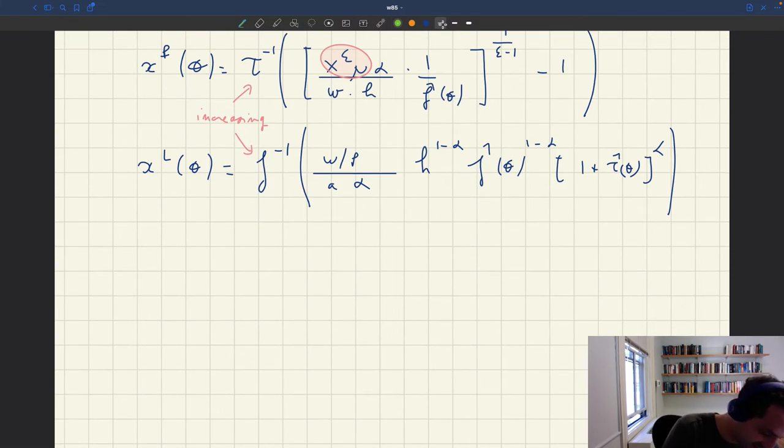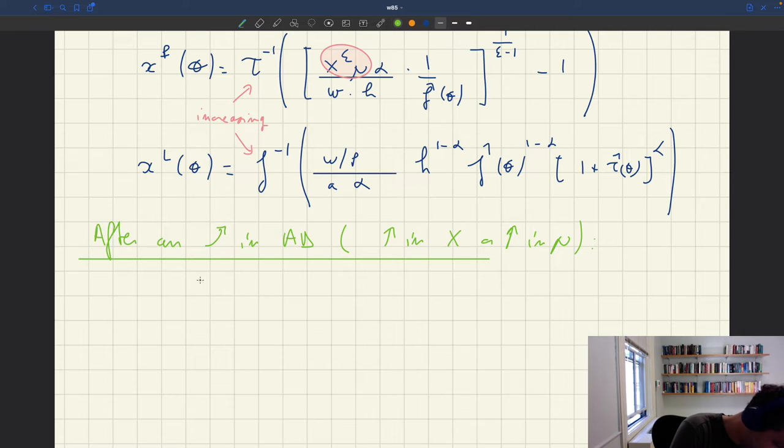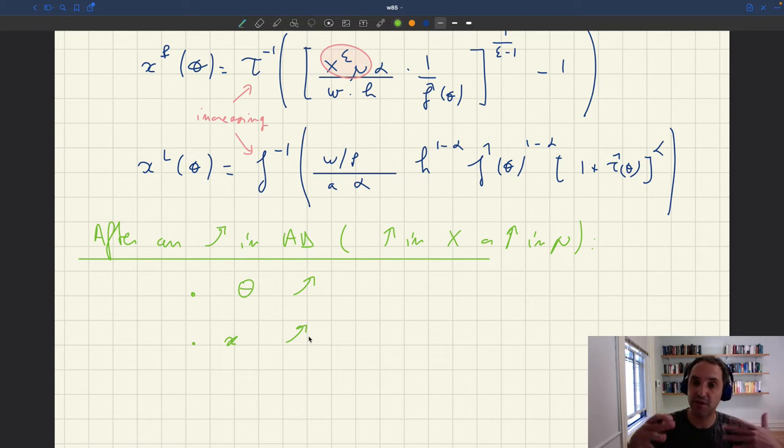Great, so we can start summarizing our result. After an increase in aggregate demand, which is modeled by an increase in x or an increase in mu, what do we have? Well, labor market tightness, theta, goes up. Product market tightness, x, goes up. So we have more aggregate demand, the product market tightness goes up. So it means that suddenly firms are able to sell more of their production.